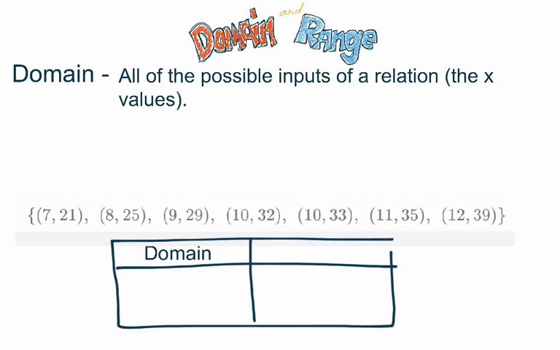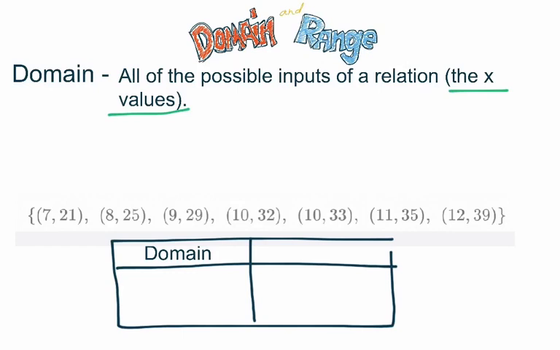So basically, these are all of the x values, any of the x values you see on a graph, on ordered pairs, on a table. That's your domain. Those are kind of your input values, inputs. So what is range? You probably guessed it.